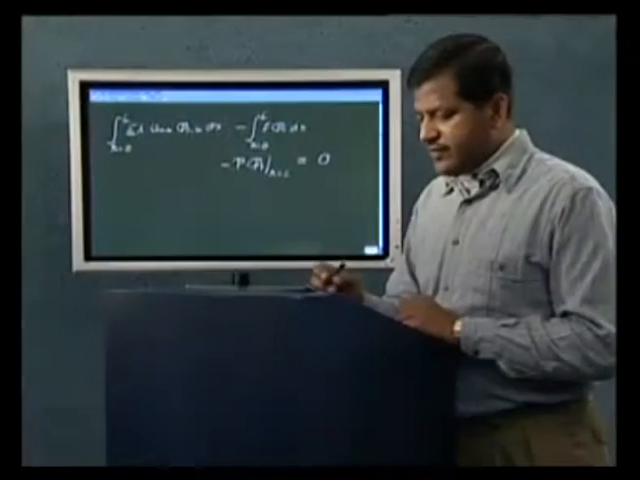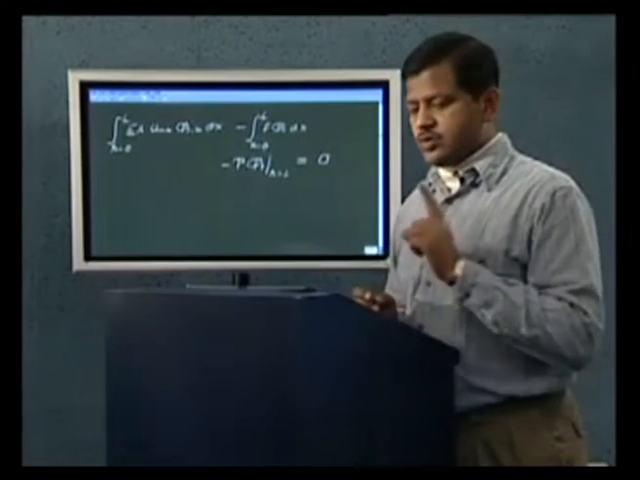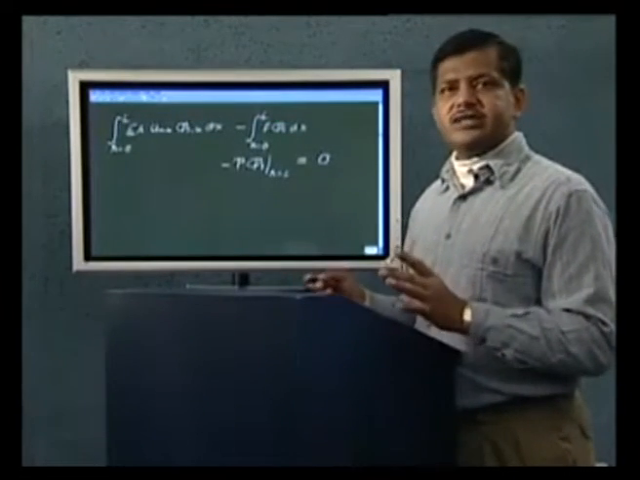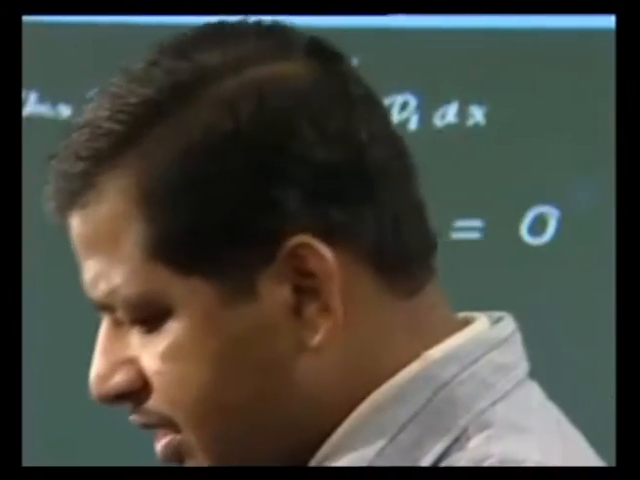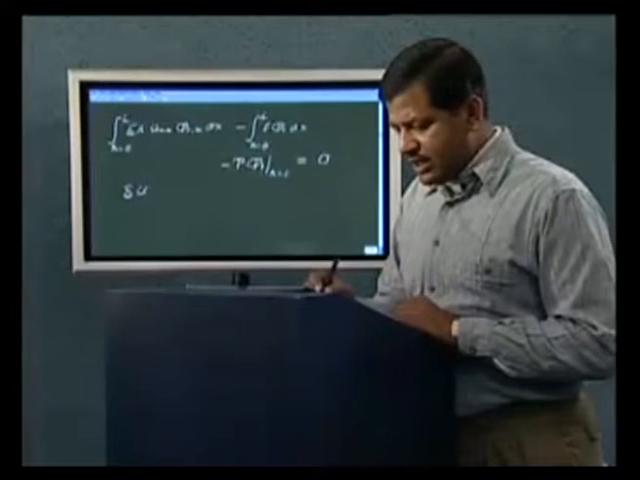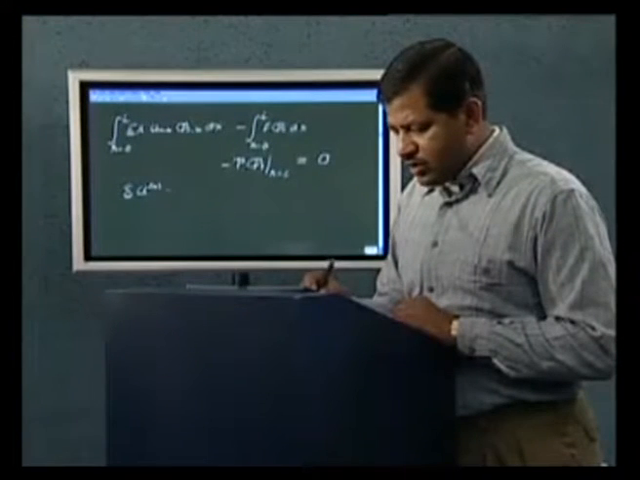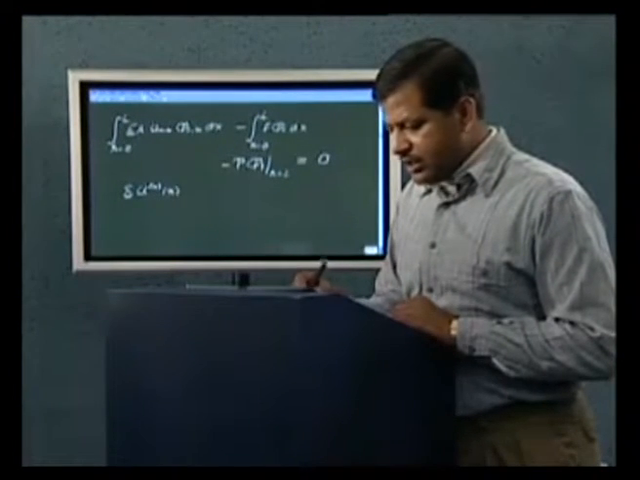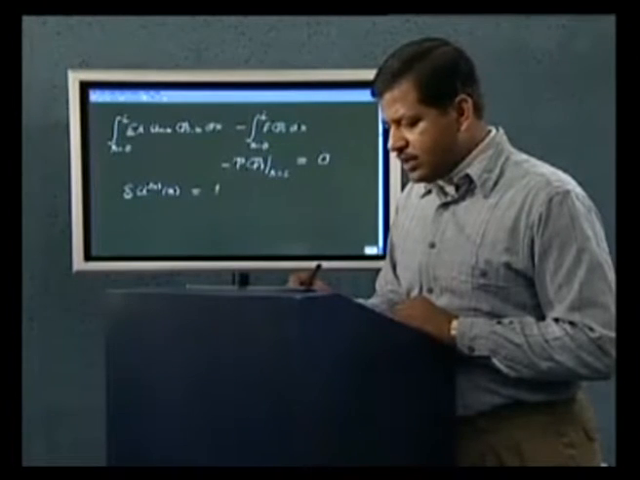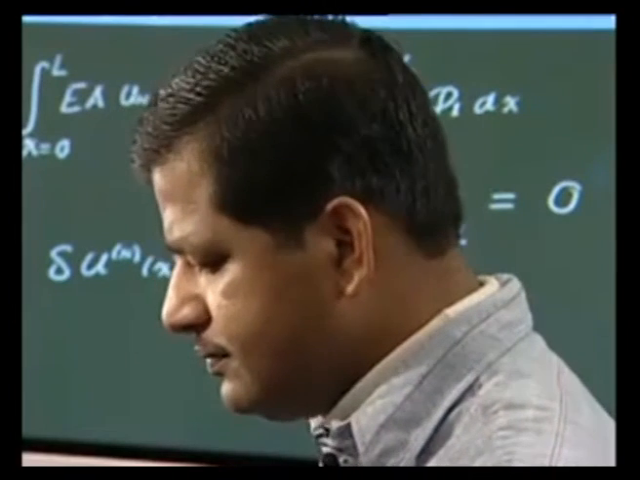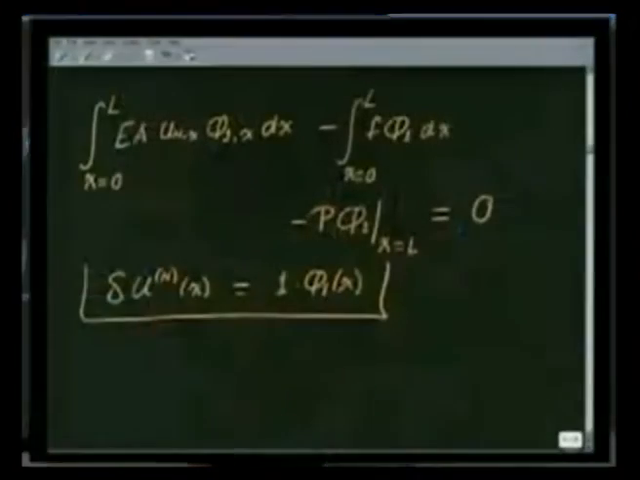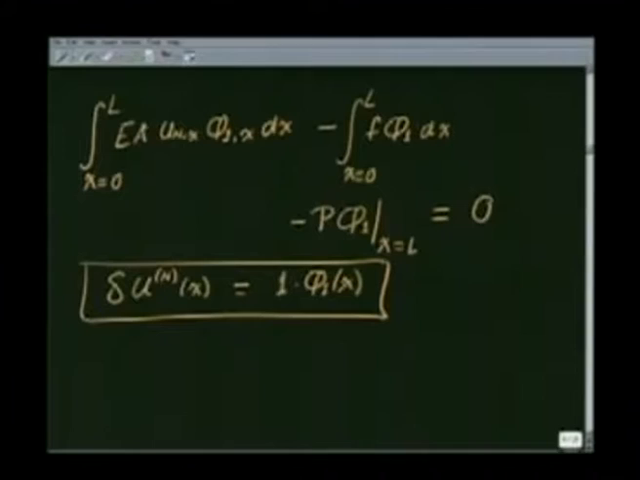Remember what we have done? We have taken the variation of A1 is equal to 1. All other variations we have set to 0. That is one choice of the variation that we have taken. That is, we have taken del un of x is equal to 1 into phi 1 of x. Okay. When we substitute this choice, we get this equation. So let us now expand this equation in terms of the coefficients ai.